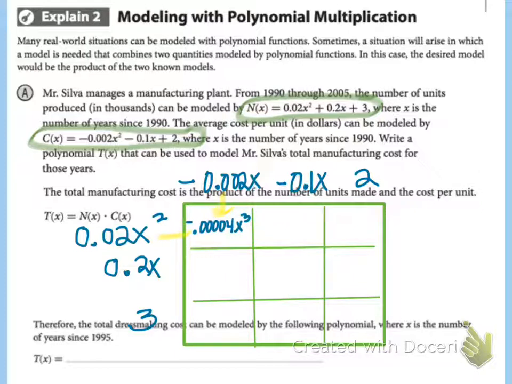Then I do the first row and second column, so now I'm going to do this one right here. When I multiply those, I get negative 0.002x cubed. Oops, x cubed. Oops, and I just wrote this wrong. This one was supposed to be to the 4th power. Just notice that.